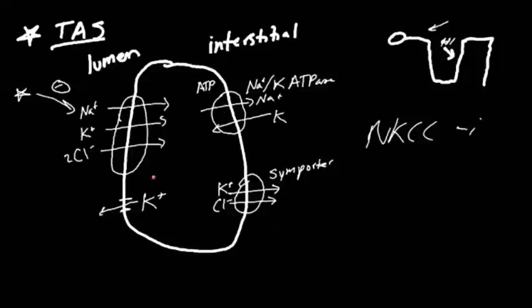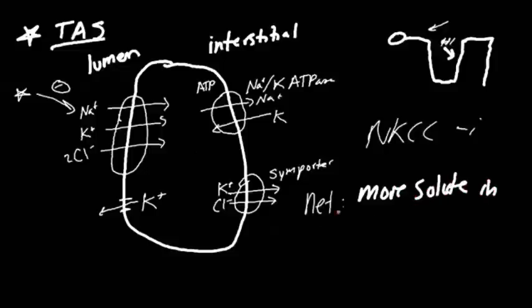This channel will still work. We're missing our pump. So we're pumping out sodium. We're pumping in potassium. We're not able to resorb as much stuff from the lumen, however. So all this stuff will be staying in the lumen. We're not able to bring it back into the cell. So our net result is going to be more solute in lumen.